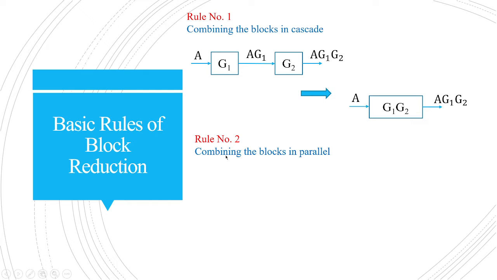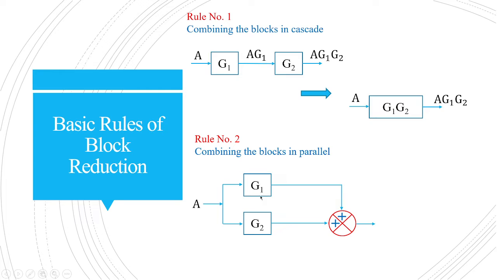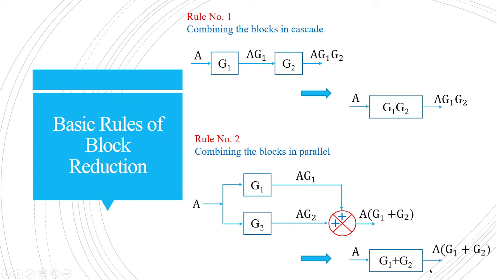What is rule 2? Rule 2 is combining the blocks in parallel. What are blocks in parallel? Now you can see here G1 and G2 are the two blocks arranged in parallel, and they are summed up with the help of a summing point, where A is the parameter which multiplies with them, giving AG1 and AG2, and the final output would be A of G1 plus G2. Now this parallel block arrangement can be reduced further to A of G1 plus G2. Likewise, the same case with rule number 2.